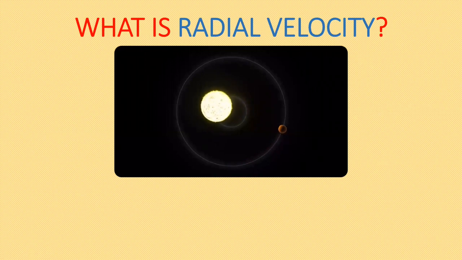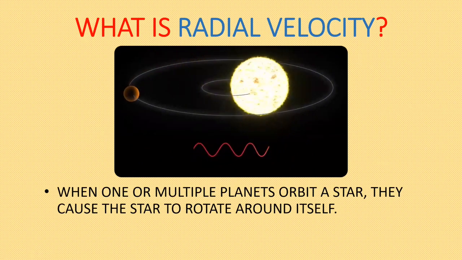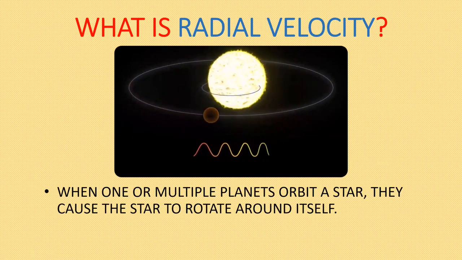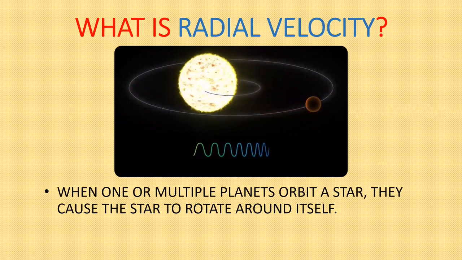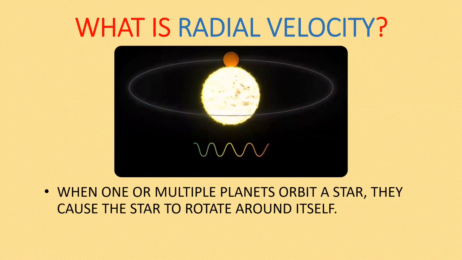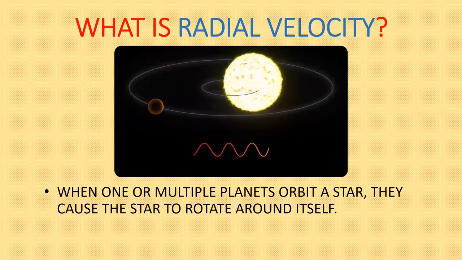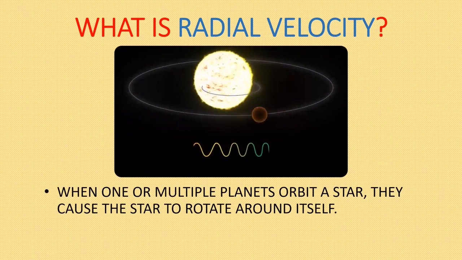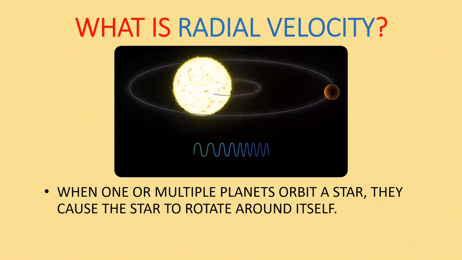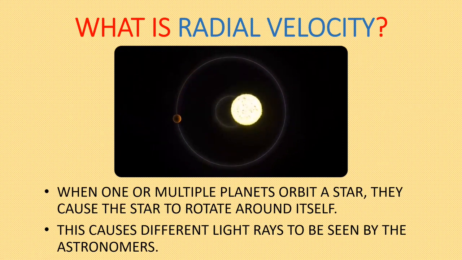So the first one is radial velocity. So what is radial velocity? The important thing that you should know is that when an exoplanet is orbiting around a star, that star starts moving around itself in circles. Due to this, different light rays are created and emitted by that star. So when an astronomer sees those light rays, he can find out that there is an exoplanet orbiting that star.